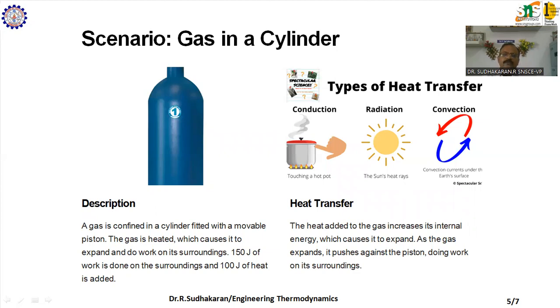What actually happens? The heat added to the gas increases the internal energy, which makes the gas expand. As the gas expands, it pushes against the piston, doing work on the surroundings. So when the gas is heated, it results in an increase in internal energy, which results in the expansion of the gas. The expansion of the gas pushes the piston upwards, and as the piston is pushed upwards, some work is done on the surroundings.